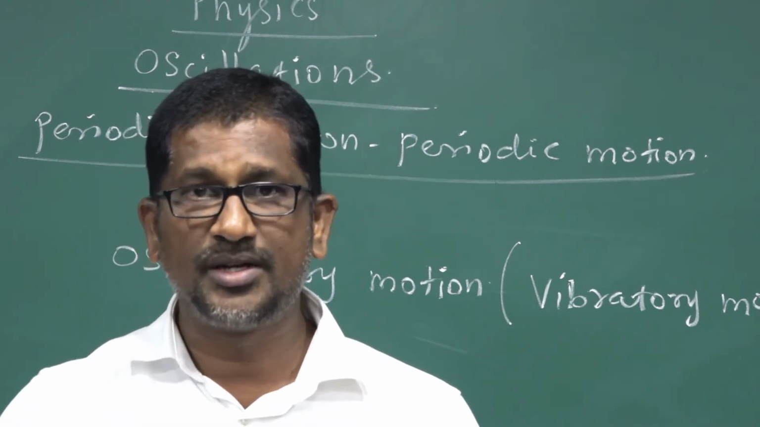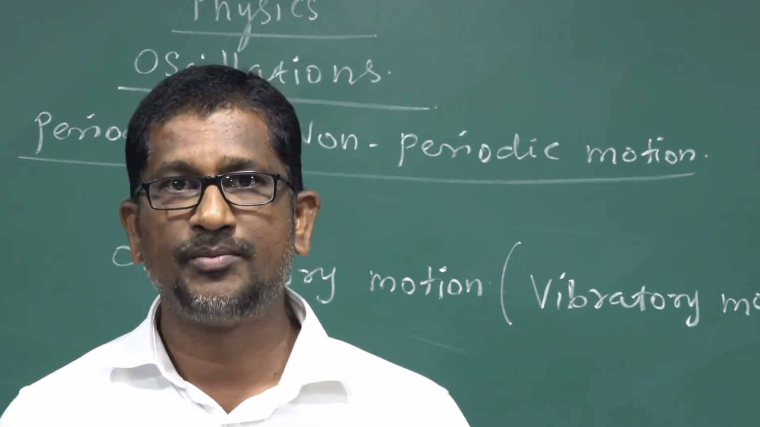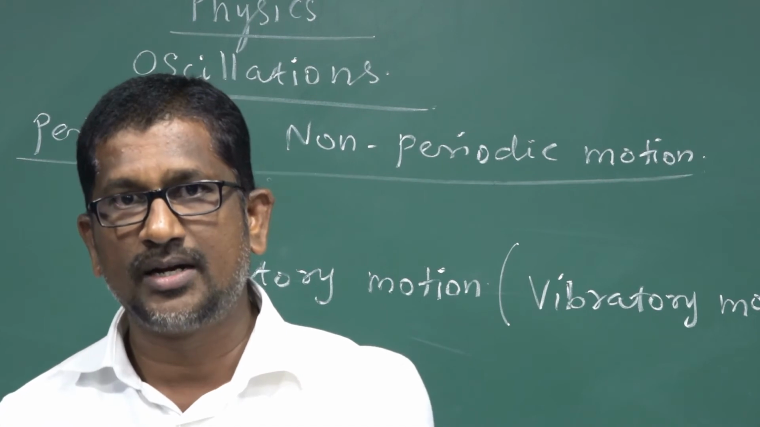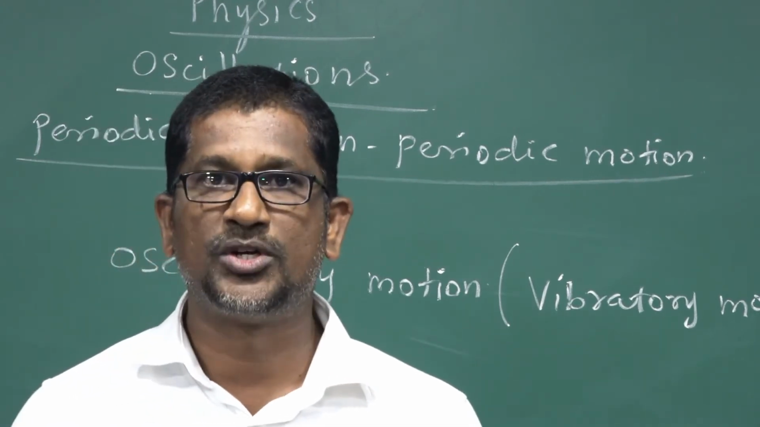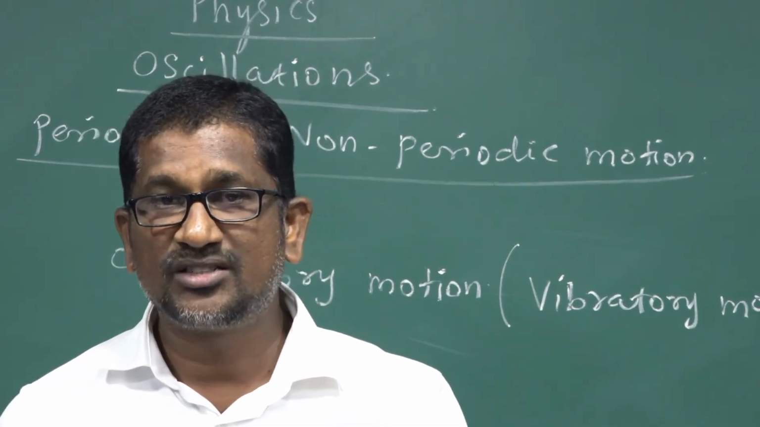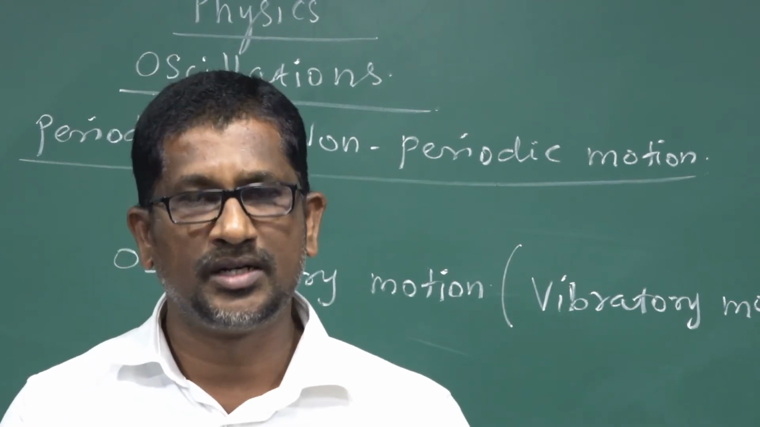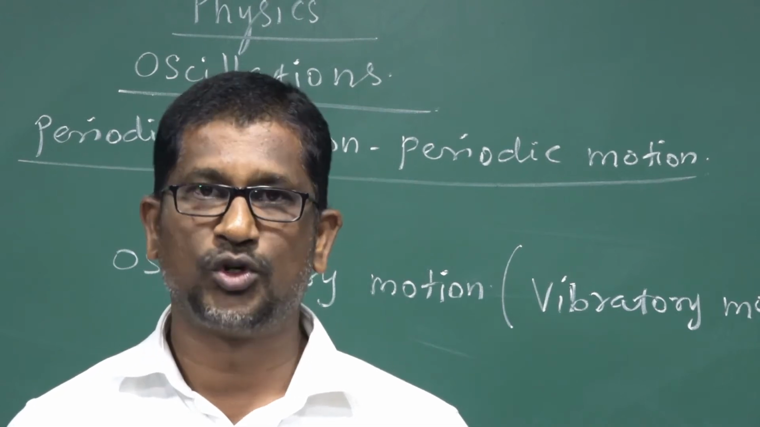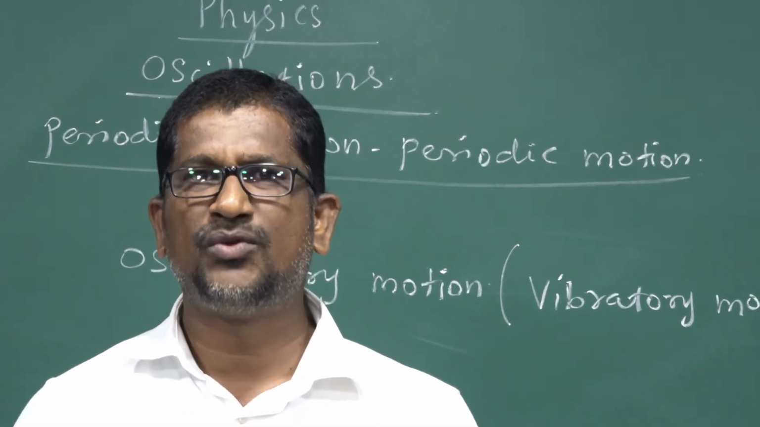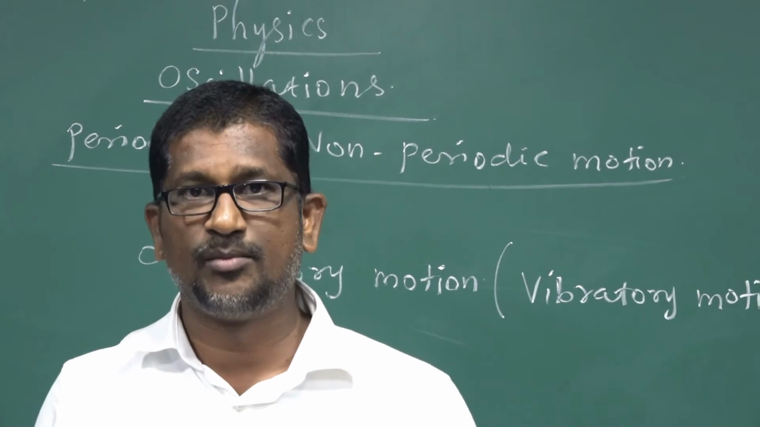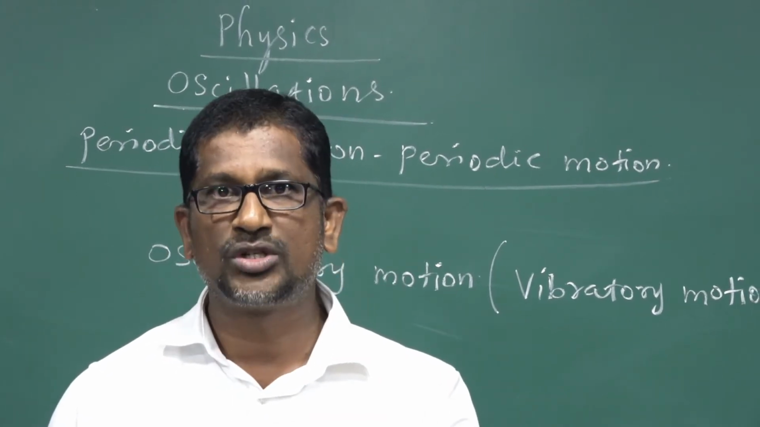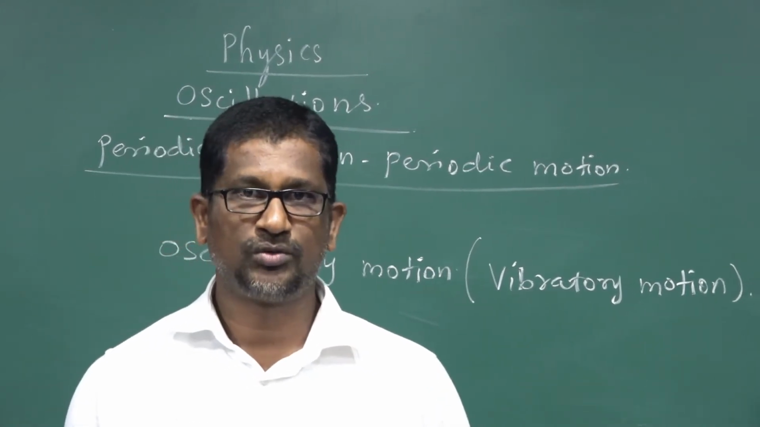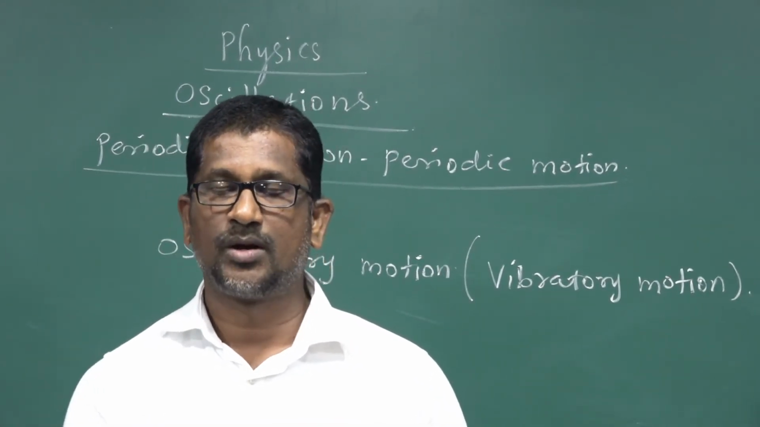Do you understand the difference between a periodic motion and a non-periodic motion? The motion which repeats itself after a regular interval of time is known as periodic motion. The motion which does not repeat itself after a regular interval of time is called non-periodic motion. One of the best examples of periodic motion is oscillatory motion. All oscillatory motions are periodic, but all periodic motions are not oscillatory motion. Understand?